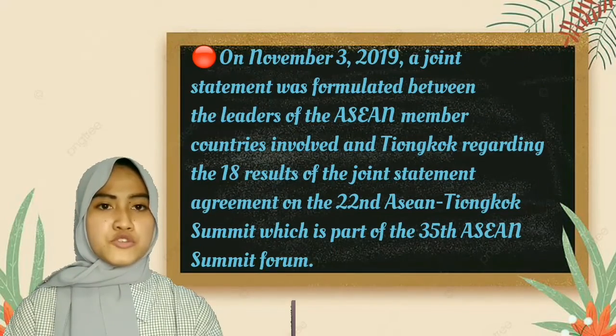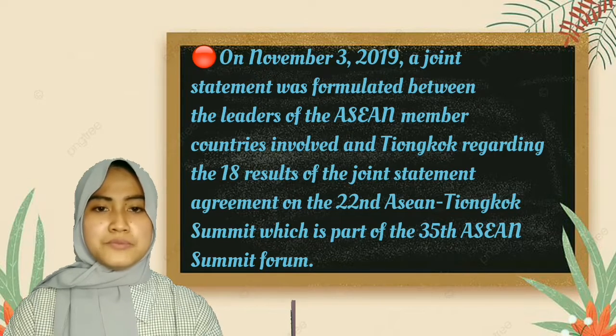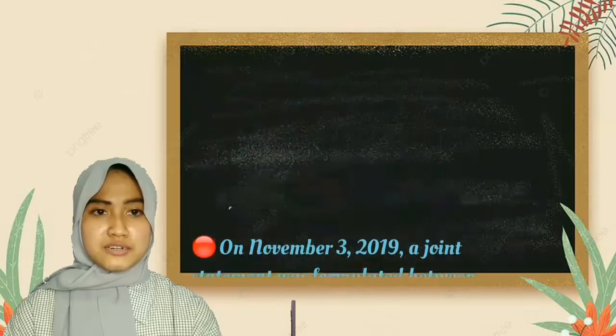On the 3rd of November 2019, a joint statement was formulated between the leaders of the ASEAN member countries involved and China regarding the 18 results of the joint statement agreement. Point 18 in the statement has an impact on diplomatic progress regarding the handling of the dispute in the South China Sea area, which contains ensuring the importance of maintaining and prioritizing peace, security, stability, safety, and freedom of navigation in entering or exiting the South China Sea area, with the goal of understanding every country's interest in utilizing the South China Sea as a peaceful, stable, and prosperous region.